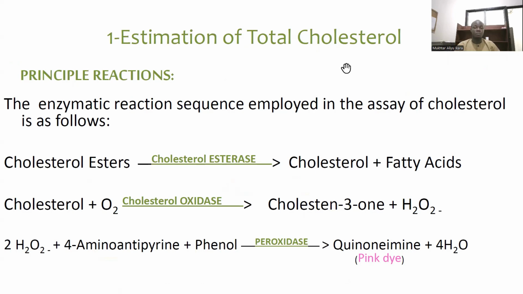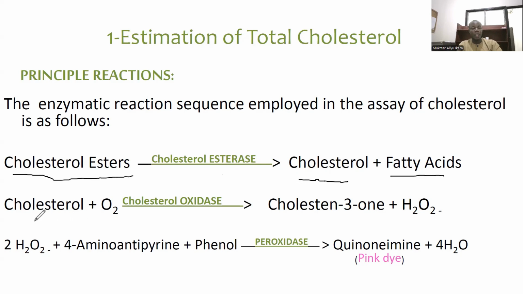So there is a principle behind the estimation of the total cholesterol. What is the principle? There is an enzymatic reaction sequence employed in the assay of cholesterol, as follows. It is a coupled reaction. This is your cholesterol, and you have cholesterol esters. Then you need an enzyme called cholesterol esterase, which breaks down the cholesterol esters into free fatty acid and cholesterol.